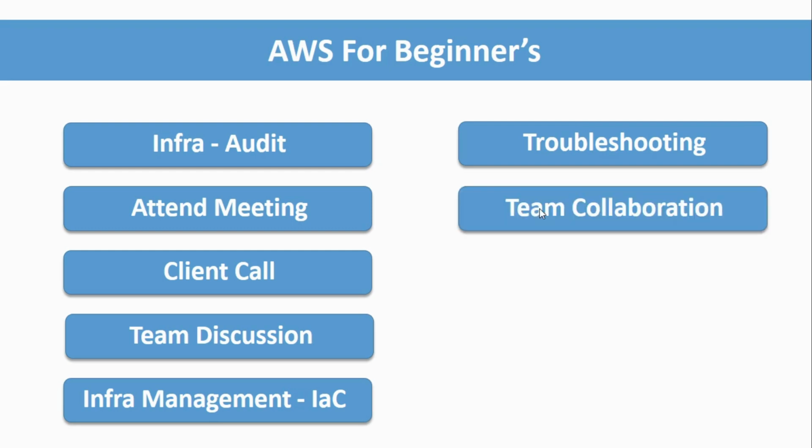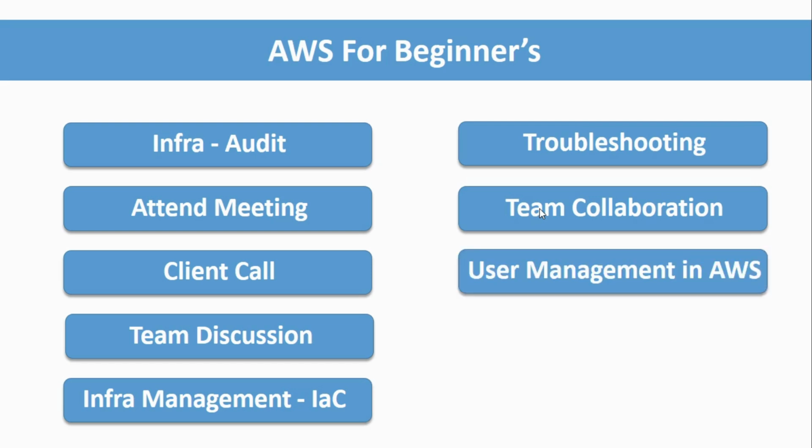Team collaboration: if you have any requirement, before setting up anything in the infrastructure, you need to first collaborate within the team to understand the requirement clearly before designing and creating any infrastructure using an IaC tool. This is just for the collaboration part.